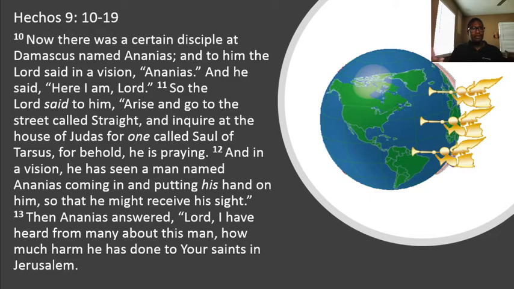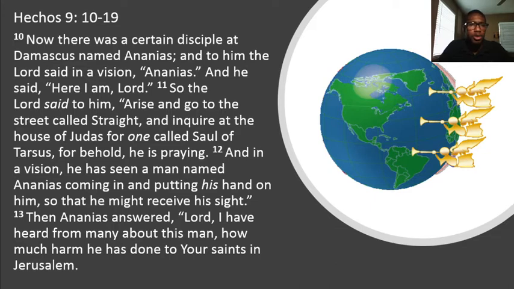Now, let's look at Acts chapter 9, verse 10 to verse 19. That's about Paul. It says, "Now there was a certain disciple at Damascus named Ananias." Remember, Paul in chapter 9 of Acts was going to Damascus to get Christians from the synagogue and take them to Jerusalem to be killed.